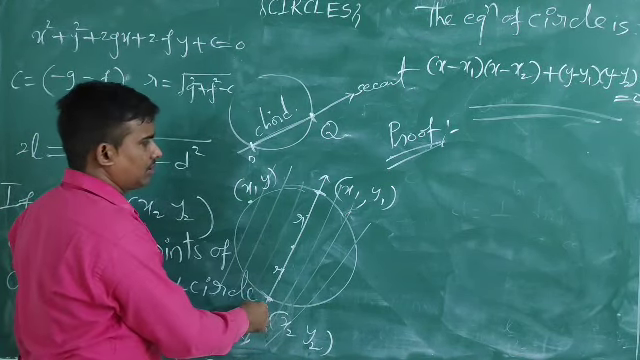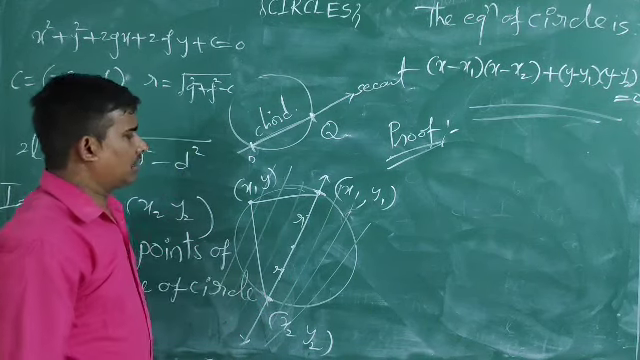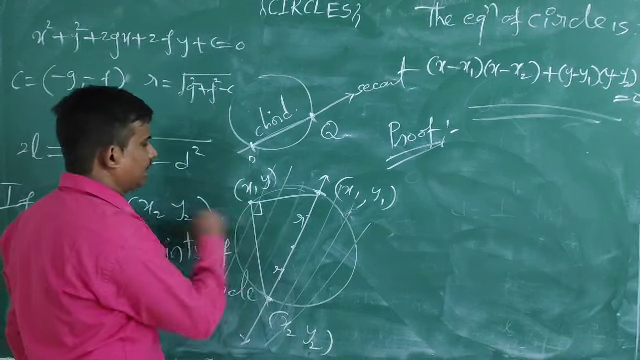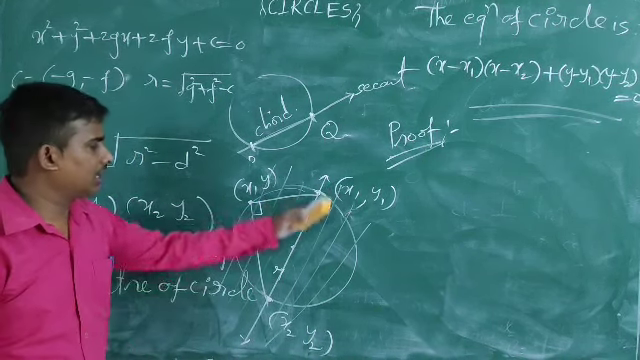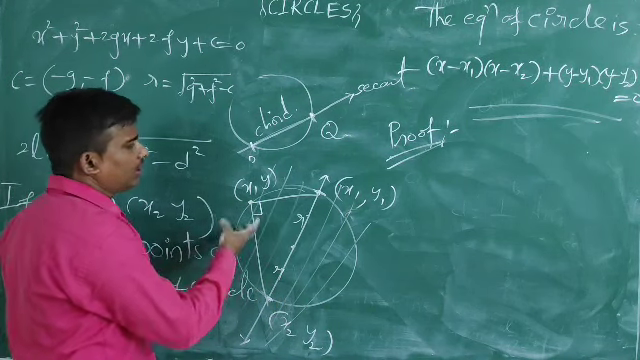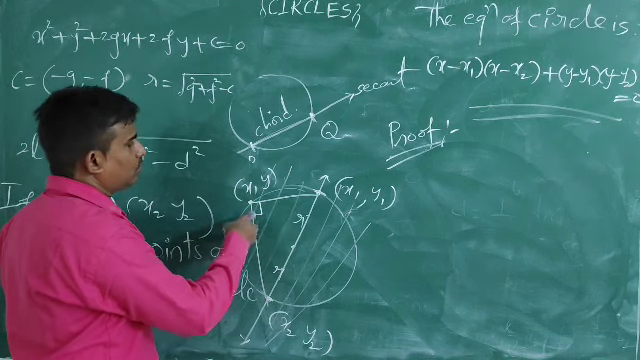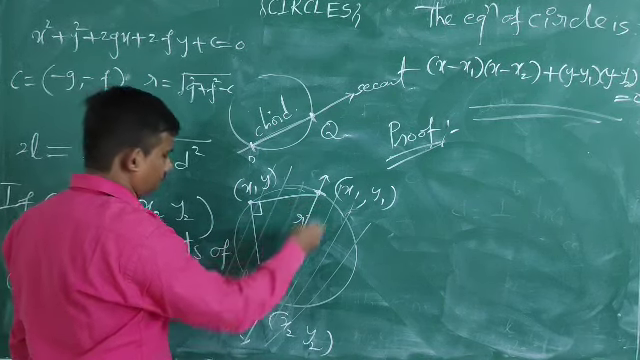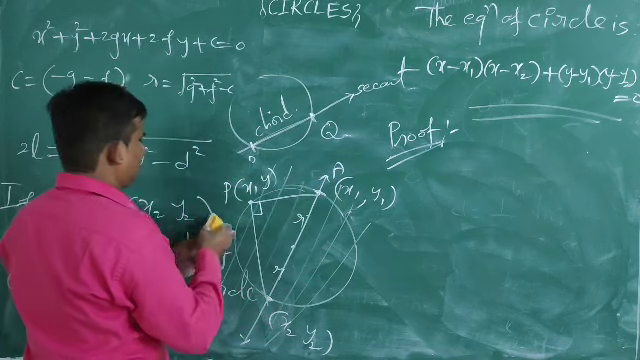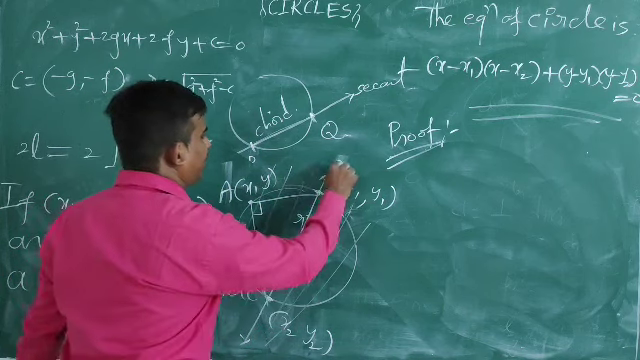These two are endpoints. When we join the endpoints to any point on the circle, we get a right angle triangle. It's very clear. Is it a right angle triangle? Absolutely, because the angle in a semicircle is a right angle. So it is perpendicular to this one. Let me consider this as P, this as A, and this as Q.